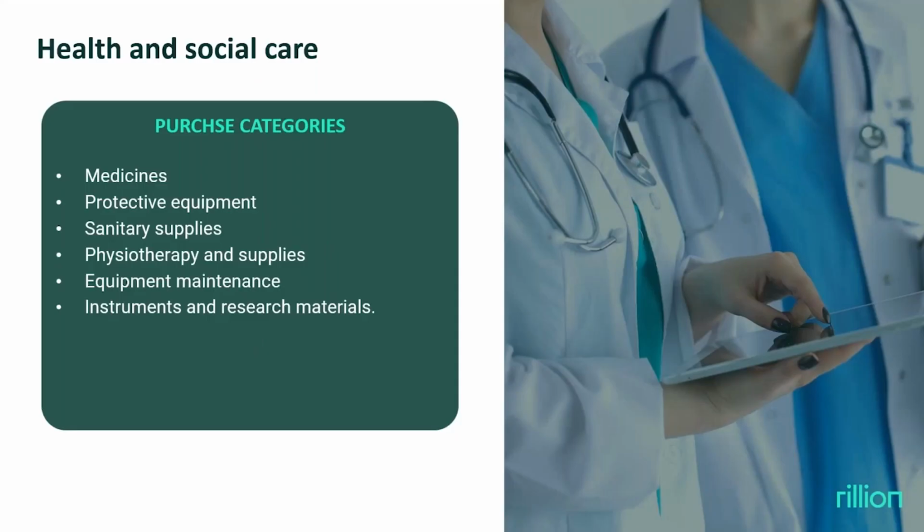Just as some examples here, if you go to health and social care, the purchase categories here are of course medicines and sanitary supplies and equipment that you need to maintain and so on. Those kind of purchases are not things that you have on stock. So maybe it's for your everyday business and facing the customers, but it's not things you have on stock to keep track on. Maybe the medicine could be direct purchases, but the rest is more like services and things to get the business to work.